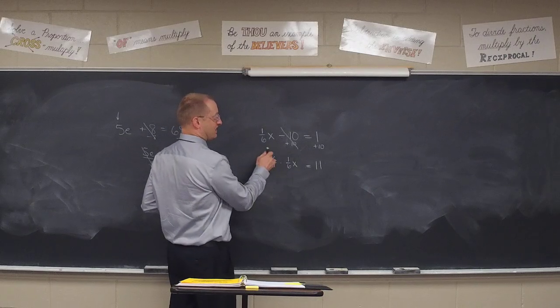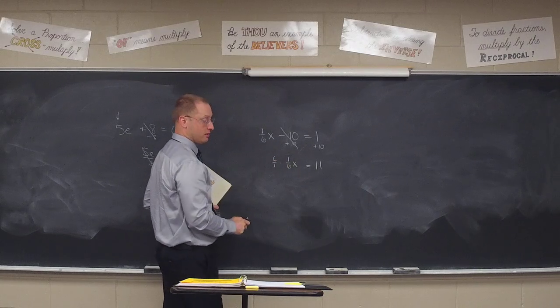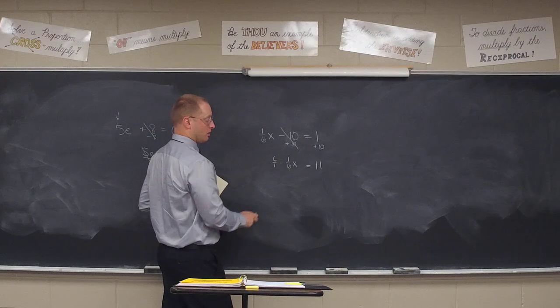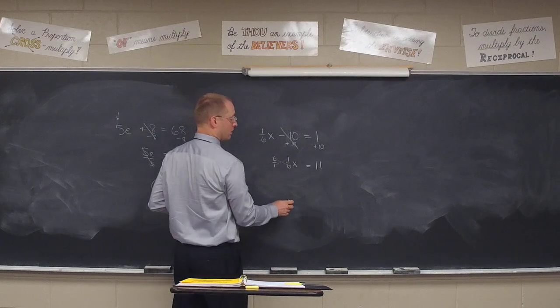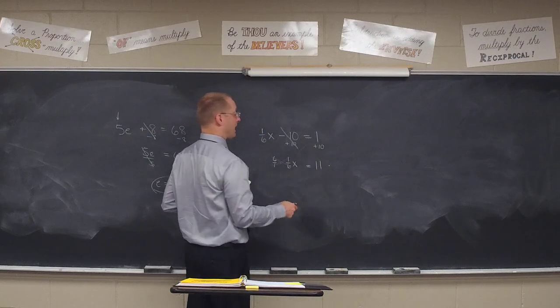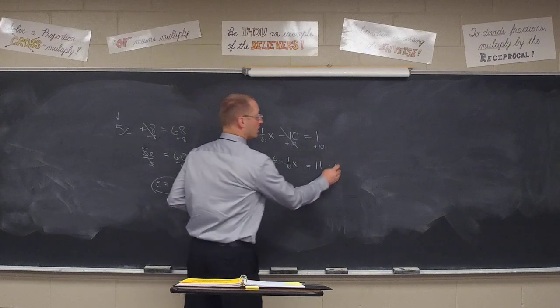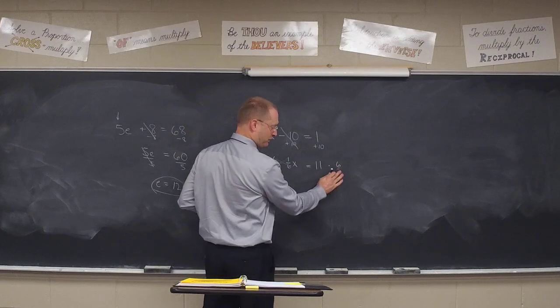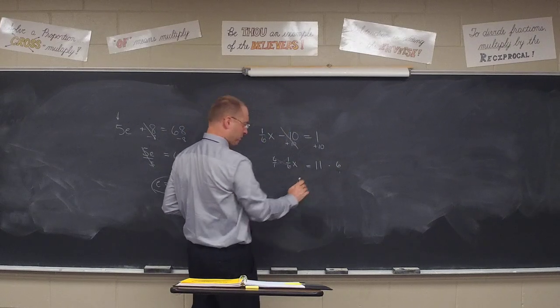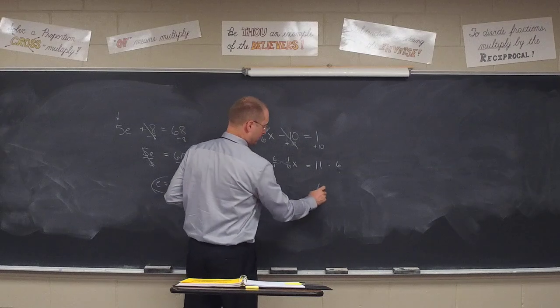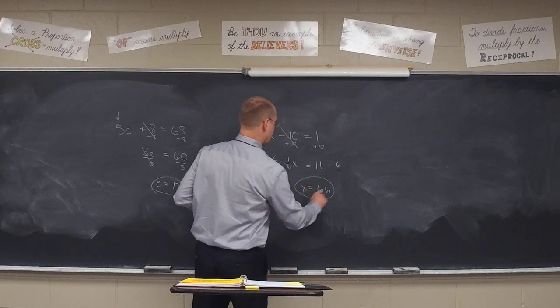1/6 times 6 over 1. Good, multiply a 6 over 1 times this. And then those cancel. And then you do the same thing to the 11. Multiply by 6 over 1. We don't necessarily have to write the over 1 if we don't want to, but we would get 66. There we go. So x is equal to 66.